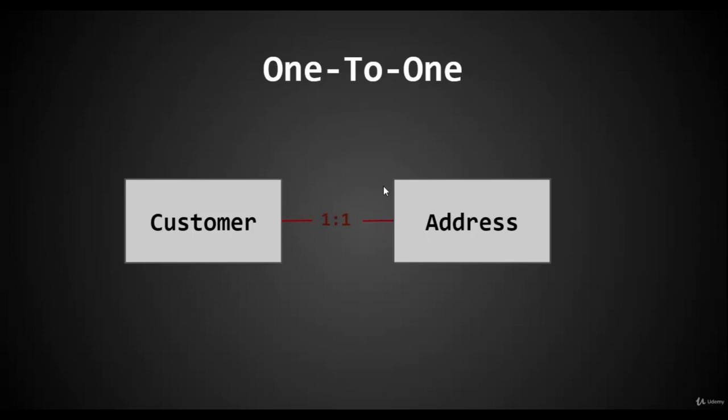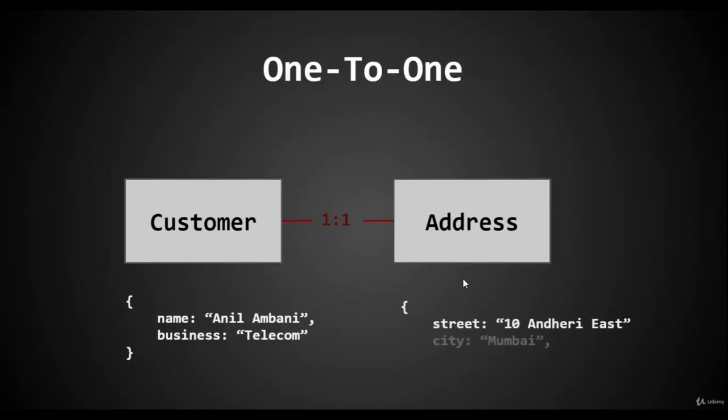How will I do this? Suppose I have customer information like name, age and business, and I have the address information in another document with street, city and state. Now I want to store these two pieces of information in MongoDB. How will I do that? There are two ways I can do that.